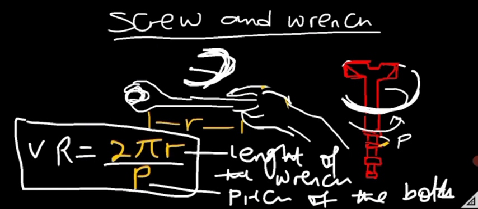So the pitch is always given, and the length of the wrench is always given. So when I give you the length of the wrench, you know that that is what? R. Now, the next class of machine we'll talk about is wheel and axle. Wheel and axle.